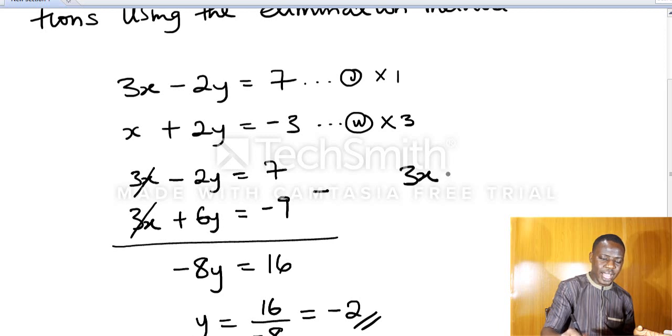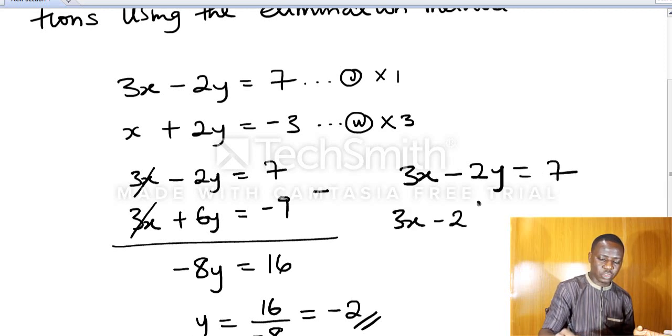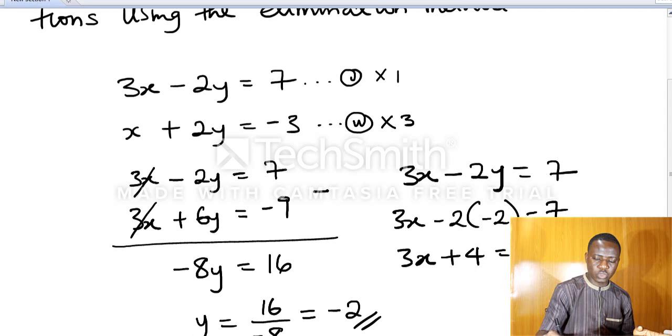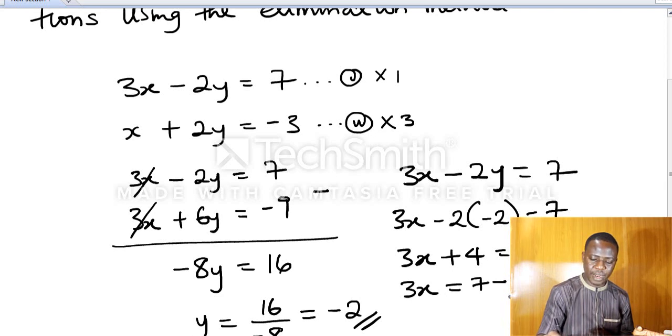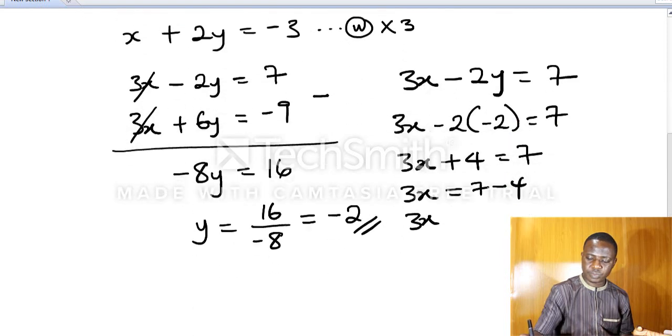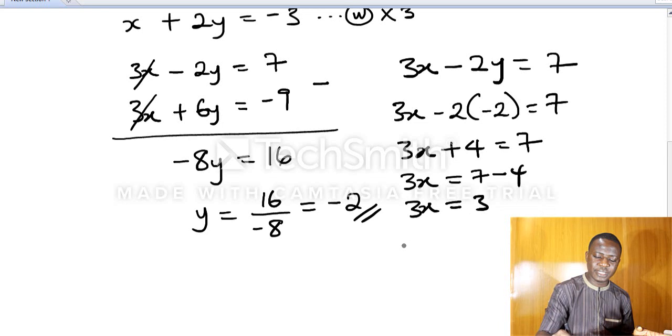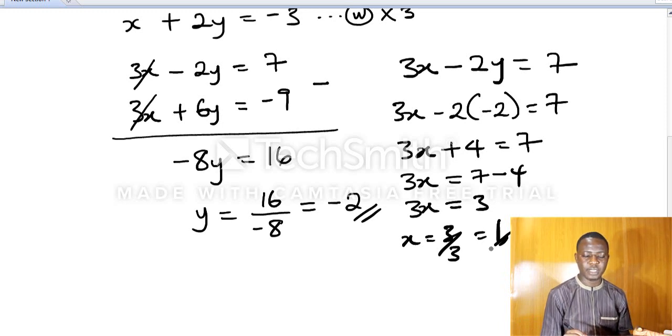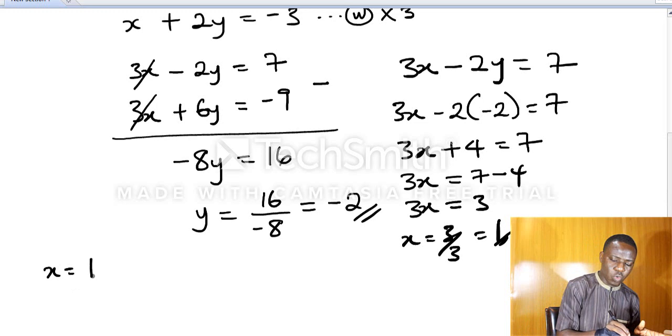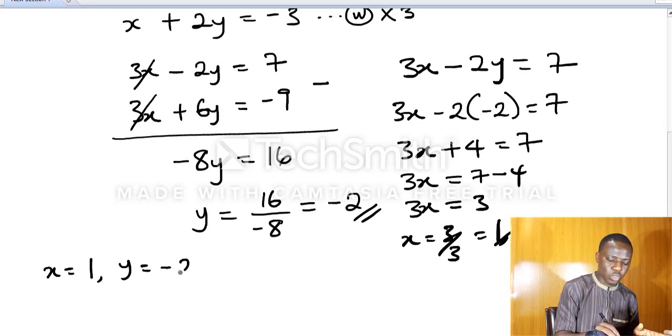That is 3x minus 2y is equal to 7. 3x minus 2 into bracket minus 2 is equal to 7. Then I will simplify. This becomes 3x plus 4 is equal to 7. Solve for x. This becomes 3x is equal to 7 minus 4, which is 3. When you divide both sides by 3, what will be your answer? x becomes 3 divided by 3, which is equal to 1. So it therefore means that x is equal to 1 when y is equal to -2.